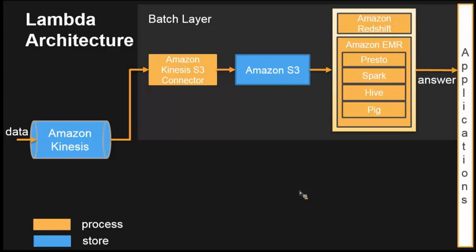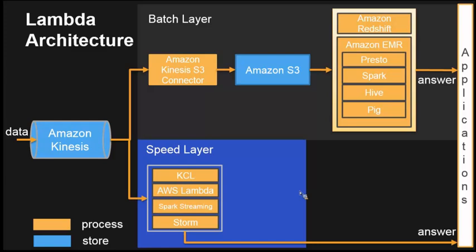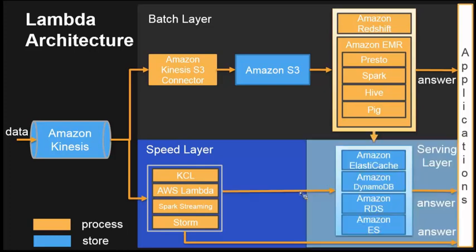And then the answers can be derived out of Redshift or any other, Presto or Spark application that you can run on Elastic MapReduce for your batch processing layer. Similarly, for speed processing, you could use AWS Lambda or Spark streaming or Storm to process data in Kinesis and then derive an answer. Typically what happens in this case is you have a serving layer that you put in between your downstream applications or API, and that accumulates the batch process results or the speed process results.